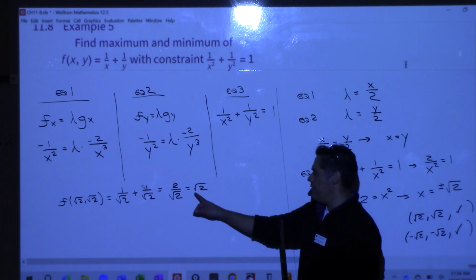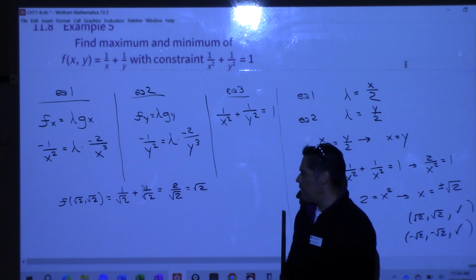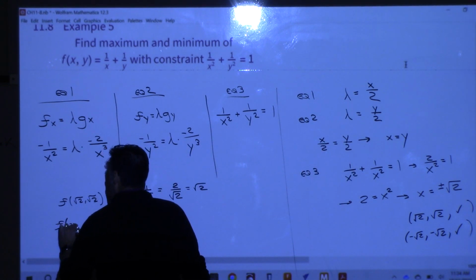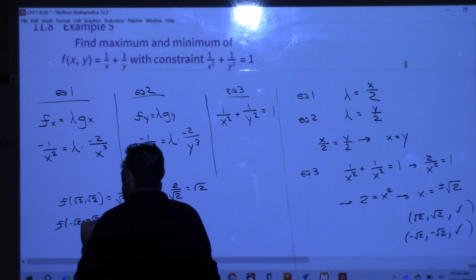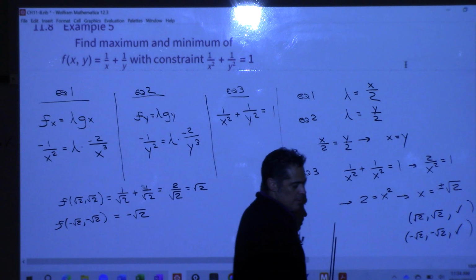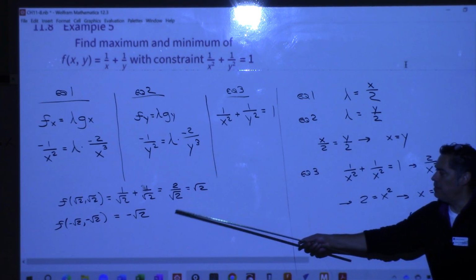I've always thought that's kind of weird. The fact that 2 over root 2 is root 2 just seems weird, but it is. And then if we do negatives on each one, it just gives us a negative answer, negative root 2. That should be it. Max, min.